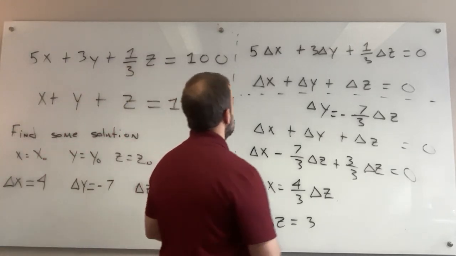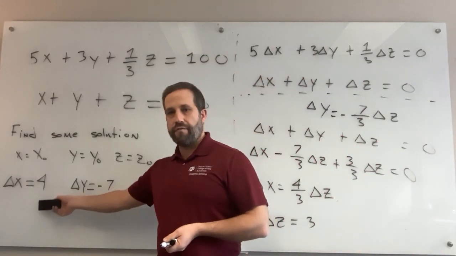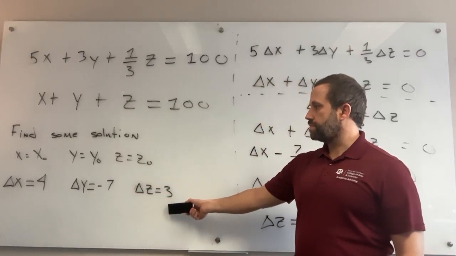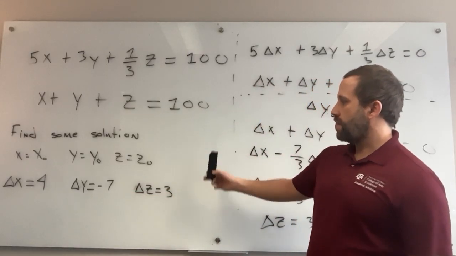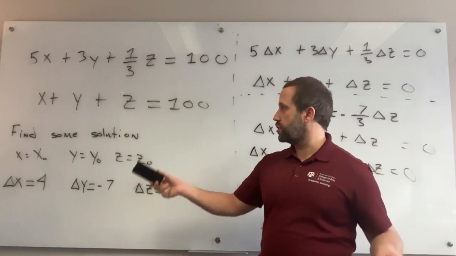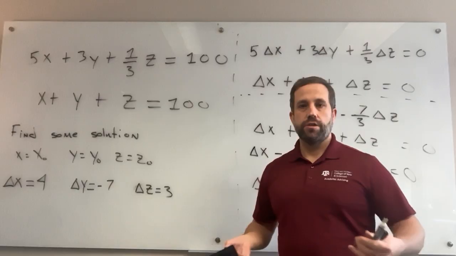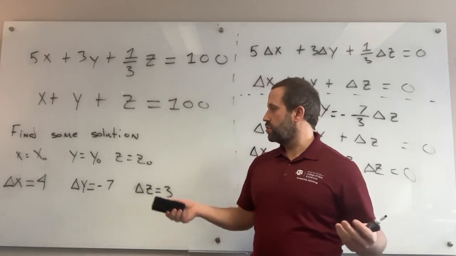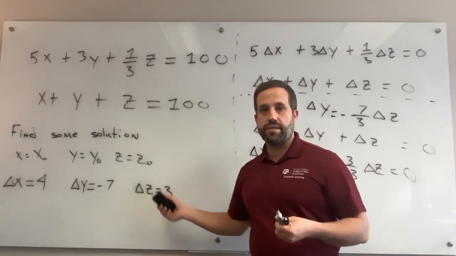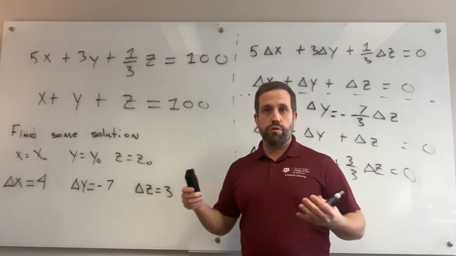Okay, good. So now what this means is if you have a solution and you want to get another solution, you increment x by 4, you decrement y by 7, and you increment z by 3. And we can immediately see just by inspection that if you start with a solution x naught, y naught, z naught, you add them all together, you get 100, and notice that 4 minus 7 plus 3 is equal to 0. So if you go from one solution to another by adding these deltas, you're increasing x and z by a total of 7, by 4 and by 3. You decrease y by 7, and so the total sum remains 100.